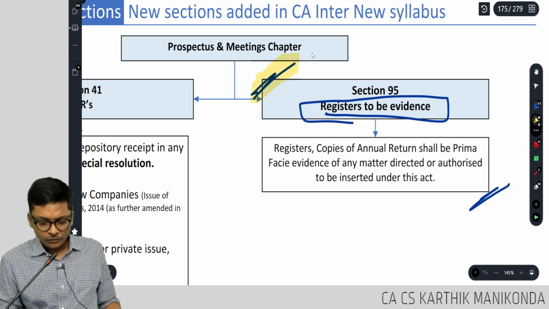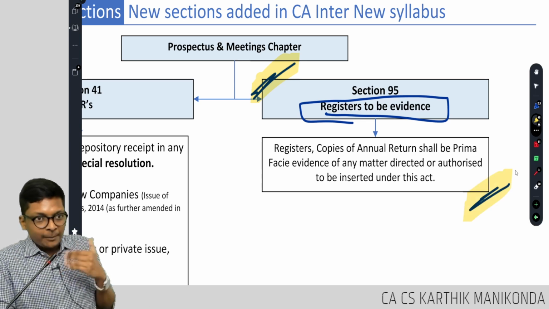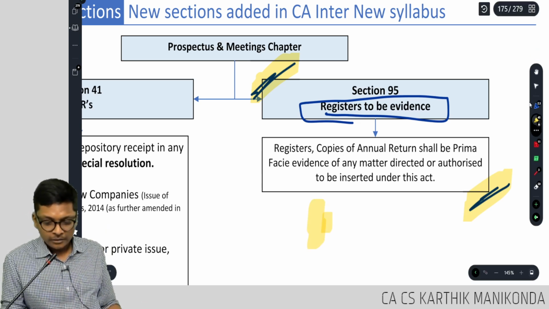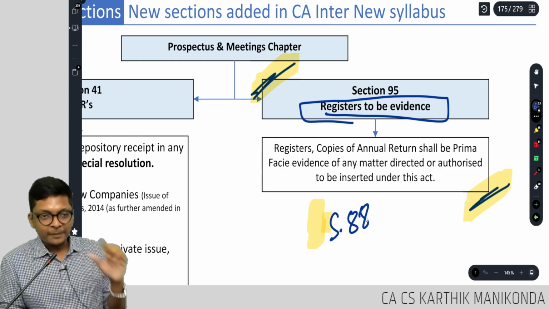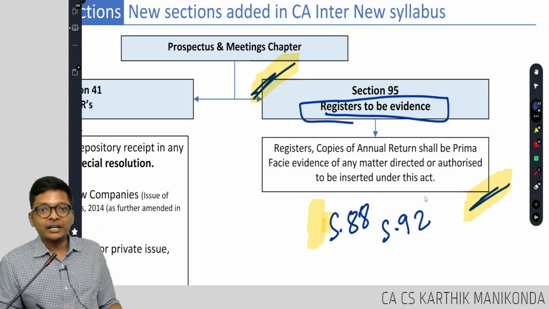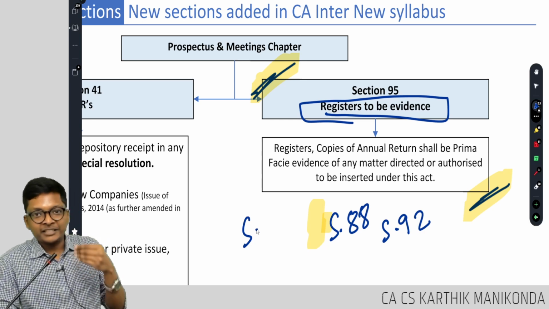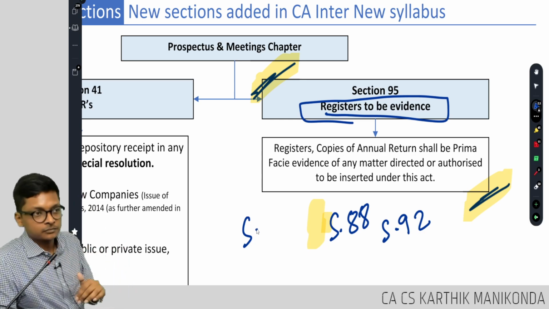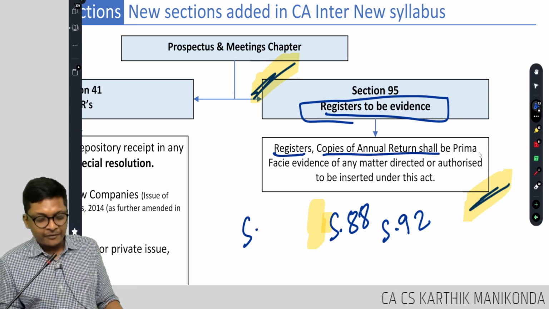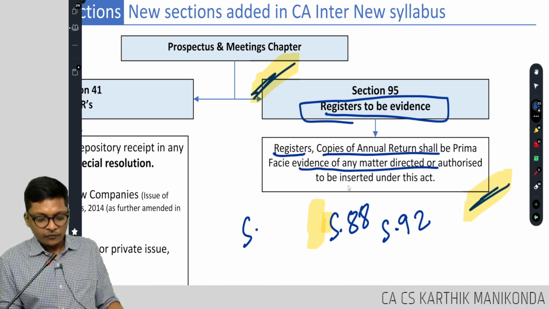Okay. Now, fine. Like that, for a company, what is the evidence? Remember, what is section 88? Register of members. Section 92, annual return. Then we file ordinary resolutions, special resolutions, many things are there. So all these registers, copy of annual return, are the evidence. Prima facie evidence for any matter.